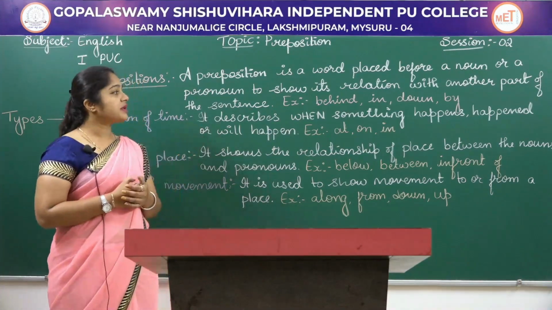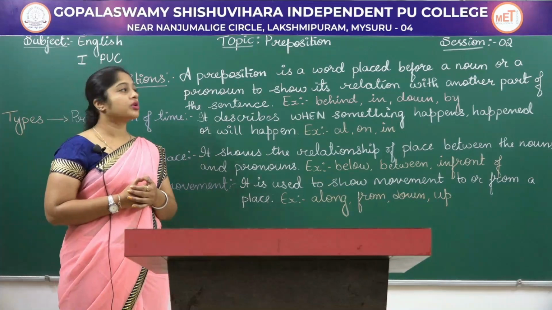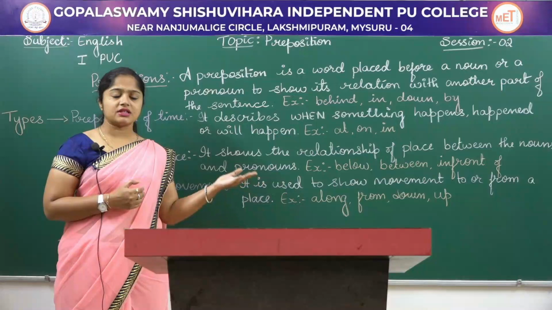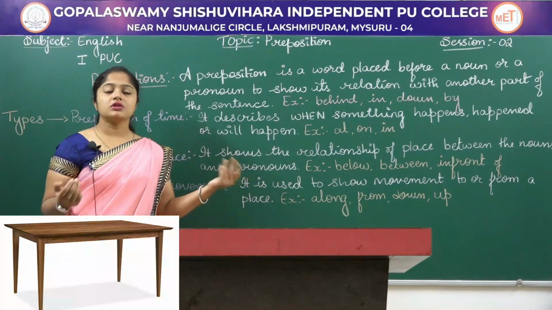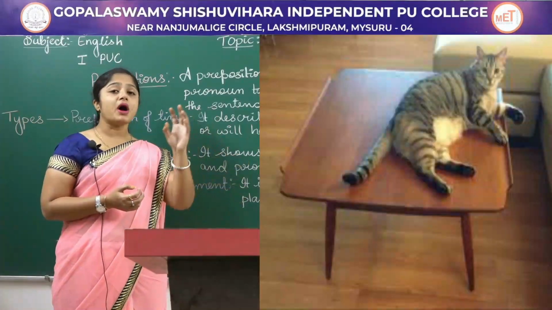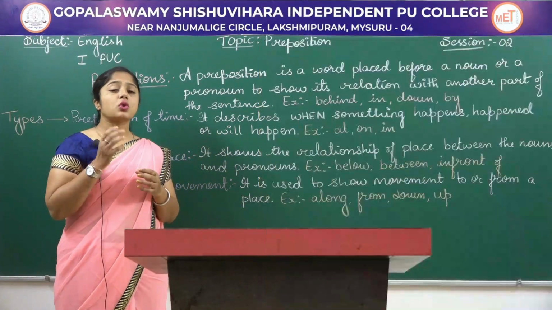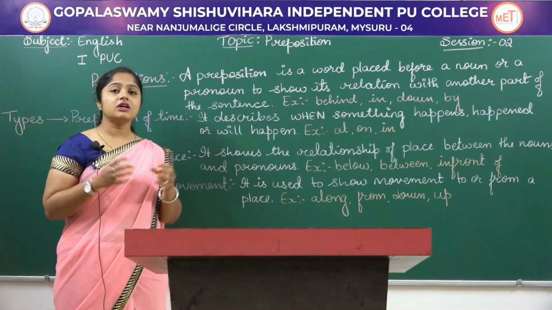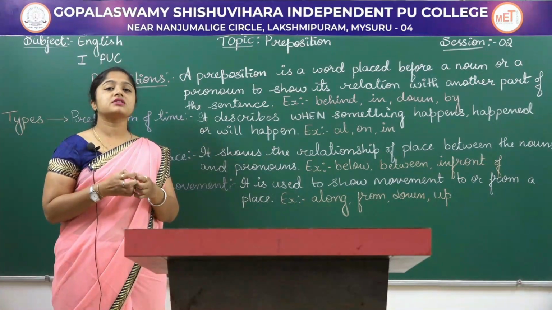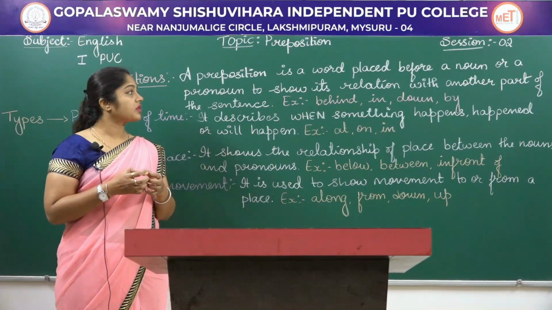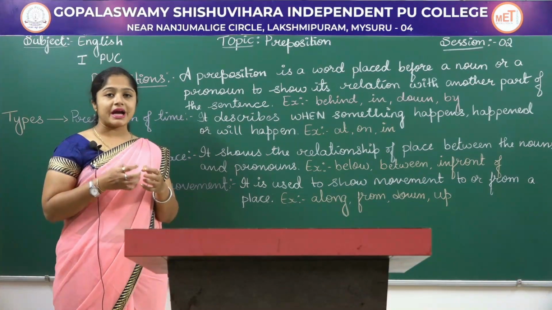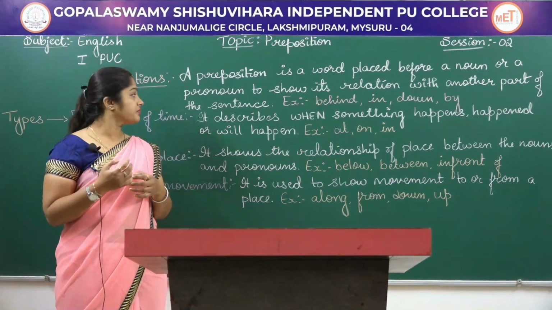Examples are behind, in, down, by. For example, this is a cat. So, where is the cat? This is the cat and this is a table. So, where is the cat? It is under the table or it is above the table. So, the word above or under connects these two different sentences. It connects the sentences by adding under and above.